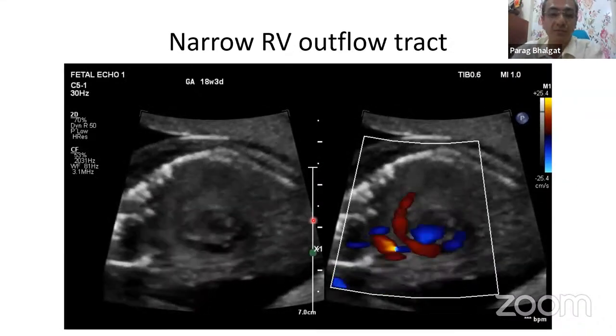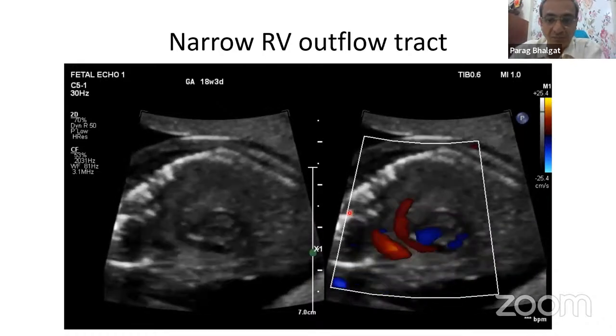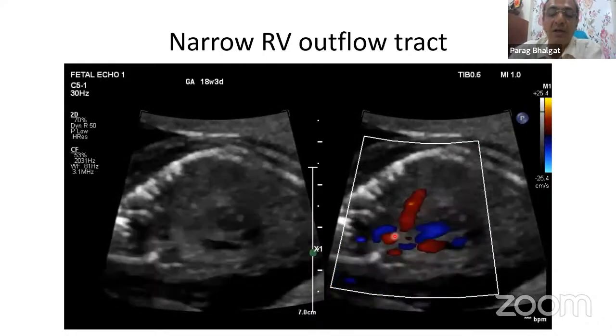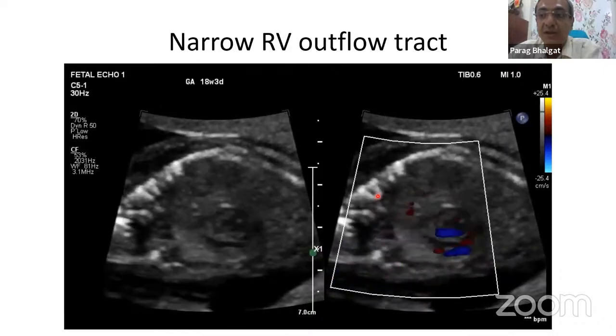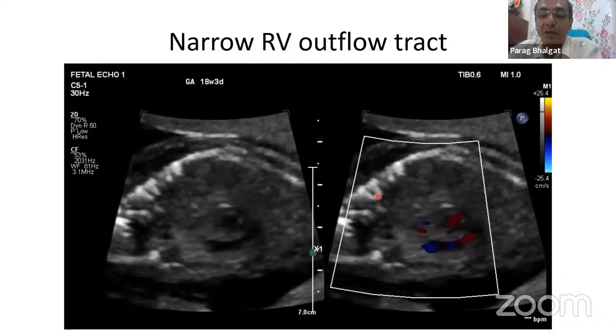This is the RVOT. It's very small. As the duct is open, the pressure across the pulmonary wall is equal, so we don't see the gradient. We just demonstrate the anatomical narrowing.